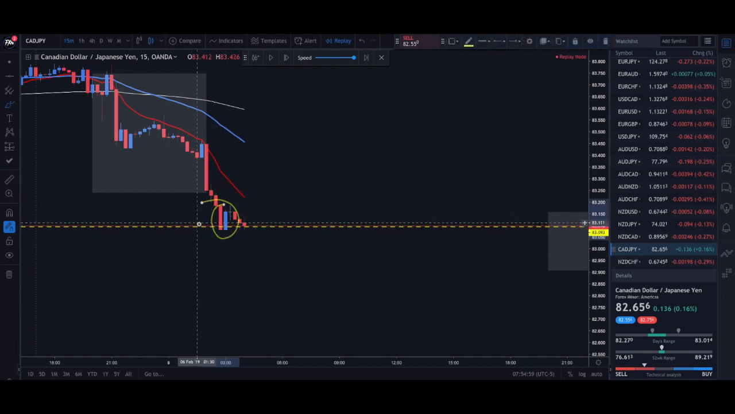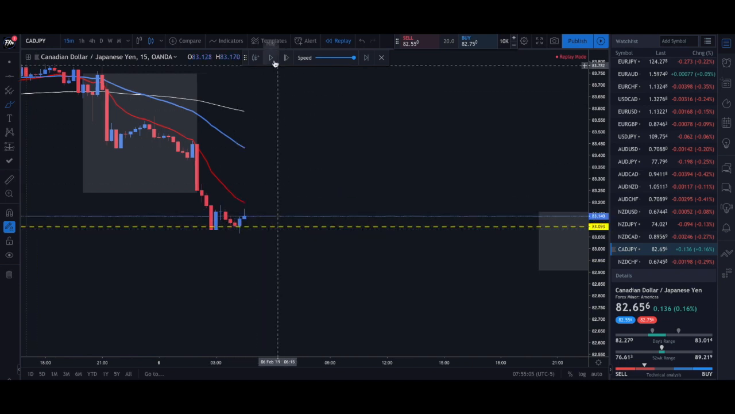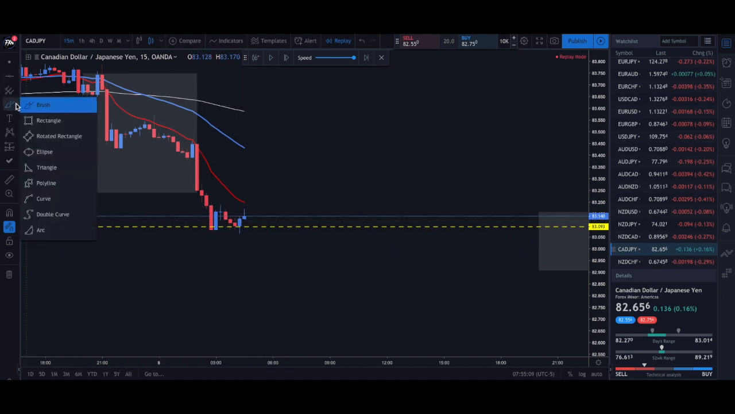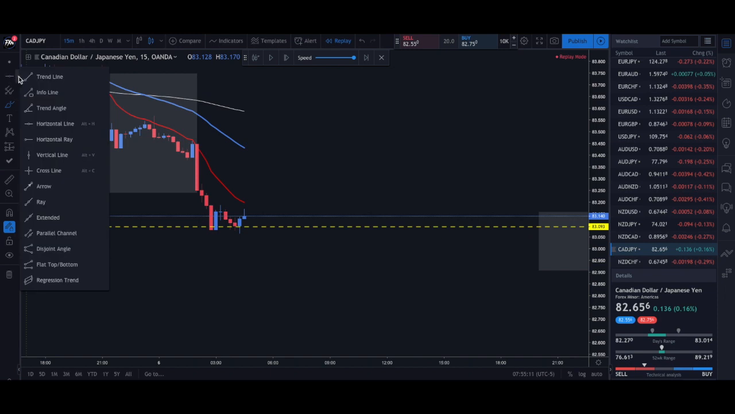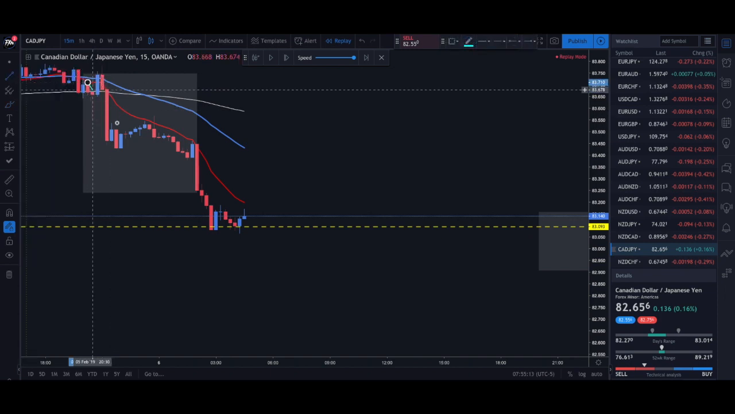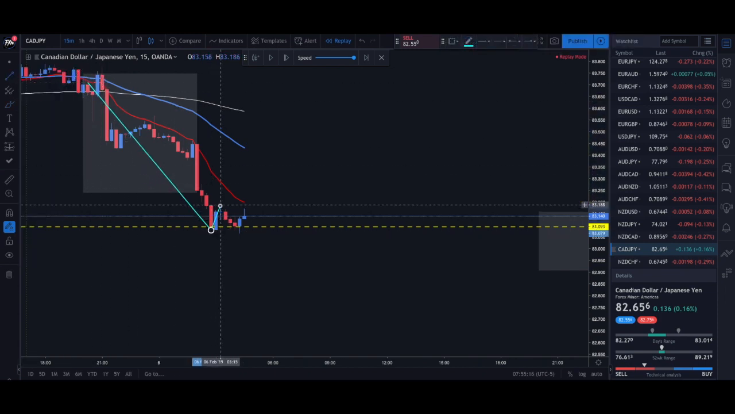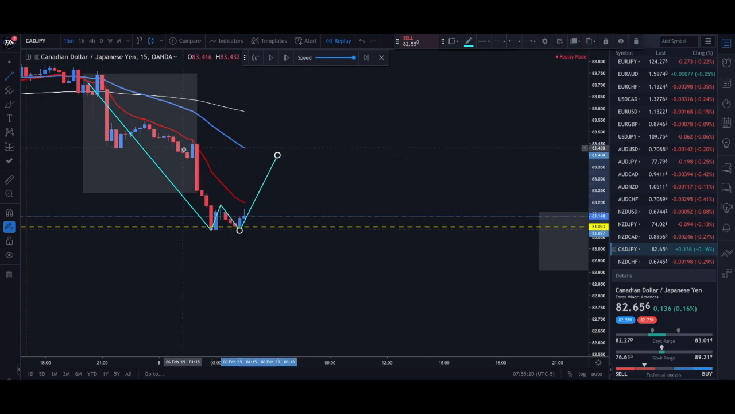Here's the first leg. Accumulation, boom, comes back down. Boom, there's the second leg right there. You see that? So we came all the way down, came back up, came back down, and then we're going back up.